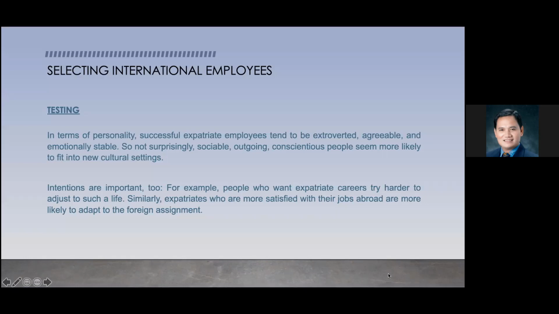So first, let us discuss testing. In terms of personality, successful expatriate employees tend to be extroverted, agreeable, and emotionally stable. So not surprisingly, sociable, outgoing, conscientious people seem more likely to fit into new cultural settings. Intentions are also important. For example, people who want expatriate careers try harder to adjust to such a life. Similarly, expatriates who are more satisfied with their jobs abroad are more likely to adapt to the foreign assignment.